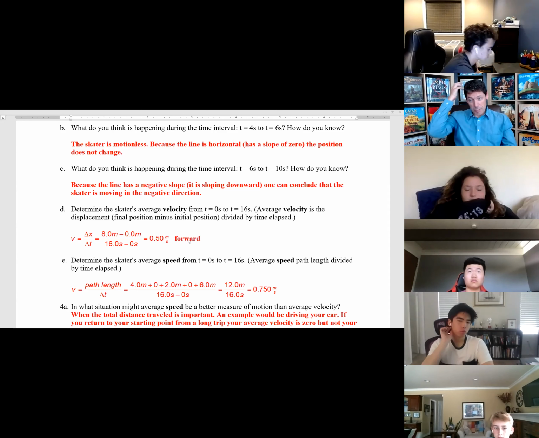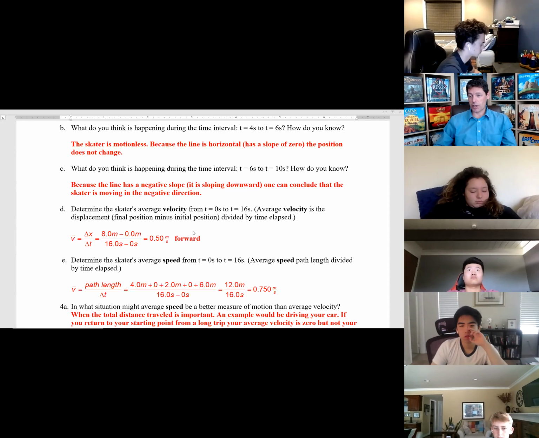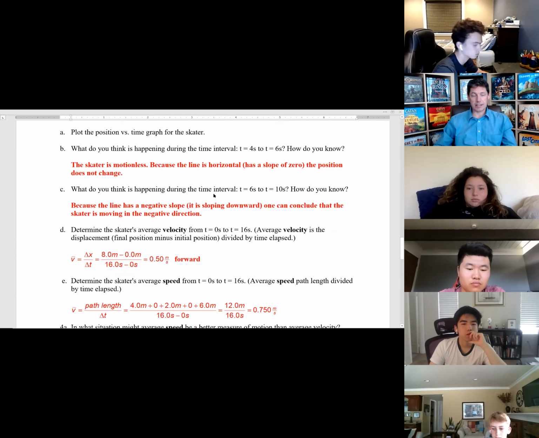So jumping back in from last time, this is how you would answer and solve part D for this graph, finding the average velocity for this skater. Any questions about part D?